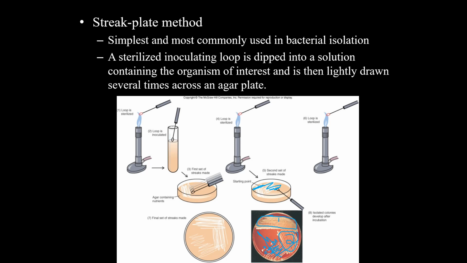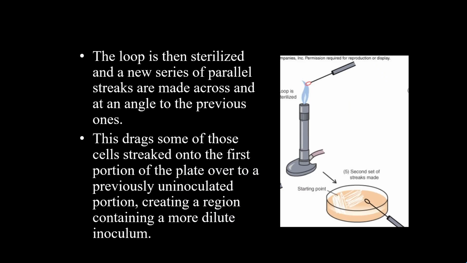Remember that a colony is one species that is derived from one original cell. We can then start to test those to figure out which one of these might be causing the infection in the person, and then figuring out exactly what species was causing the infection in that person. So that's the streak plate and what it does. It helps you, from a mixture, isolate one species from that mixture.